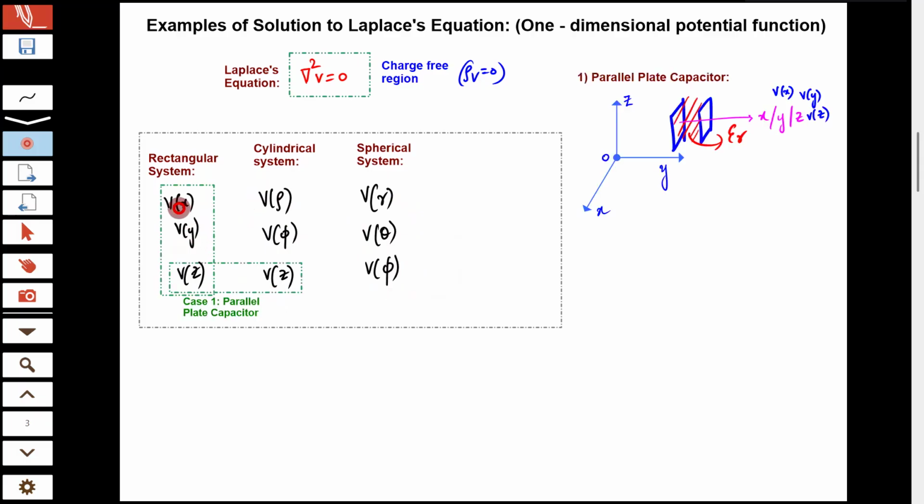And we are going to consider some specific examples for these one-dimensional potential functions. Suppose I consider V as a function of x or y or z, the only difference is the orientation of the axis.